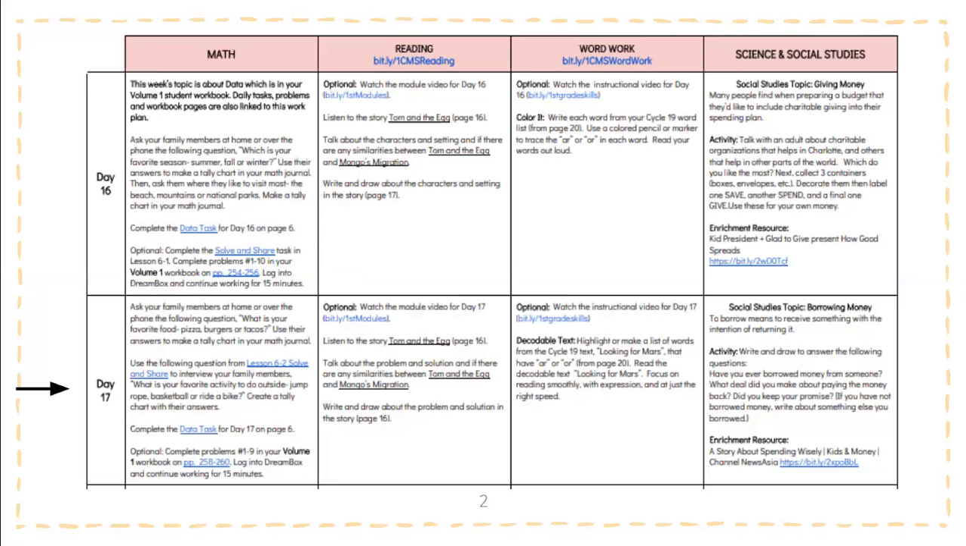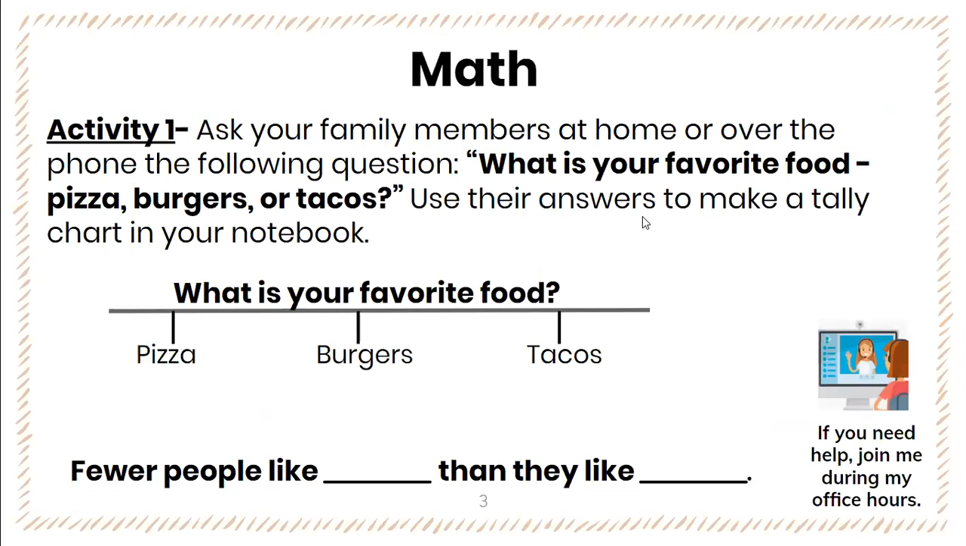Day number 17 looks just like this down here in your packet. For math today, we're going to continue our data unit. The first activity is to ask your family members at home or over the phone the following question. What is your favorite food? Pizza, burgers, or tacos? Use their answers to make a tally chart in your notebook.